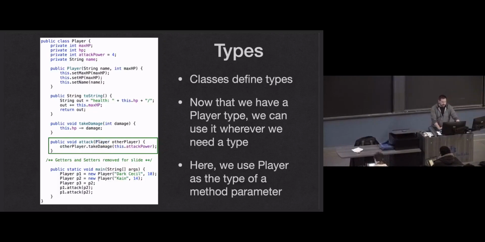So if we want players to be able to attack each other, we write an attack method that takes a player and then damages that other player. Very much something we can do. I'm not going to trace through this code in a memory diagram because I want to get to the next example, which will show the same idea.